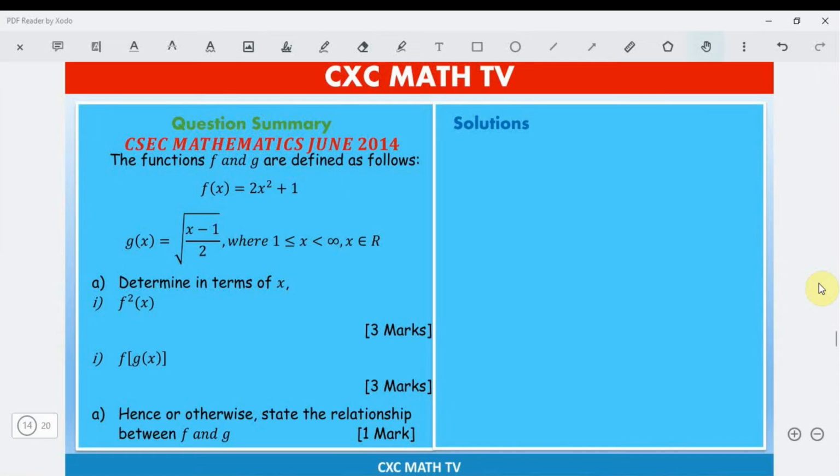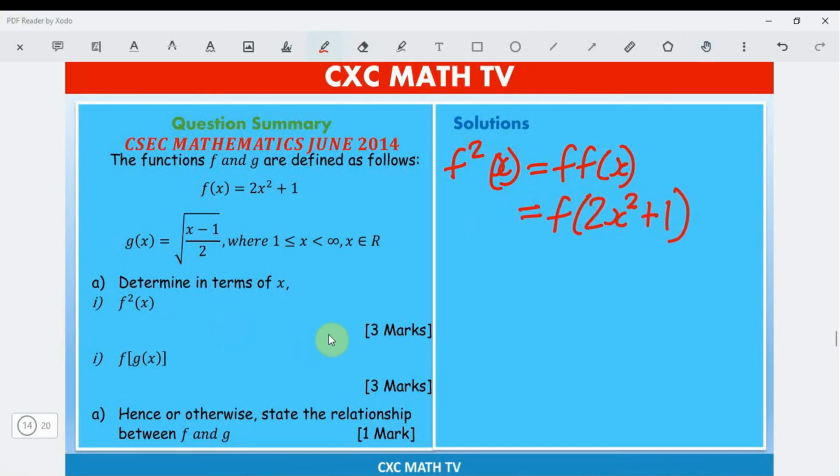Alright, now it says to determine in terms of x, f squared x. Now please remember f squared x is the same as saying f of f of x. Please remember that. In that case, we're going to put f into f. So that's going to be equal to f of 2x squared plus 1. Now we're going to replace x in the function with 2x squared plus 1. That's going to be equal to 2 times (2x squared plus 1) all squared plus 1.